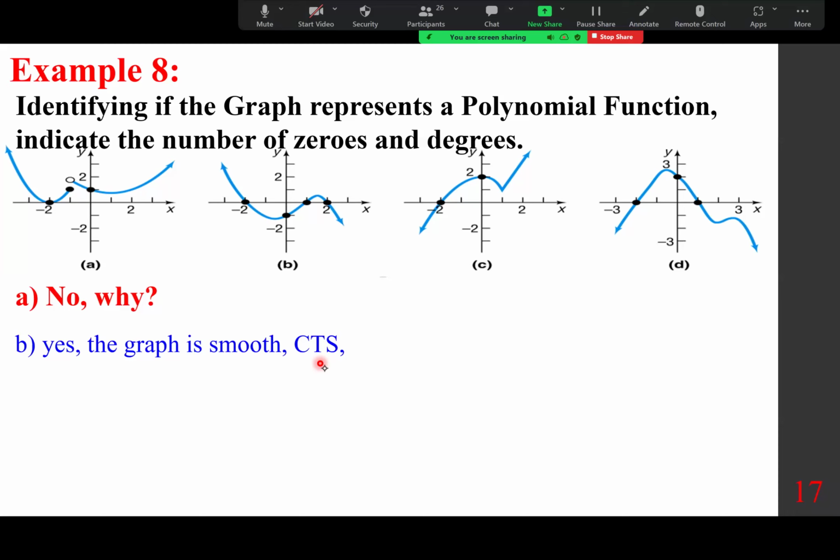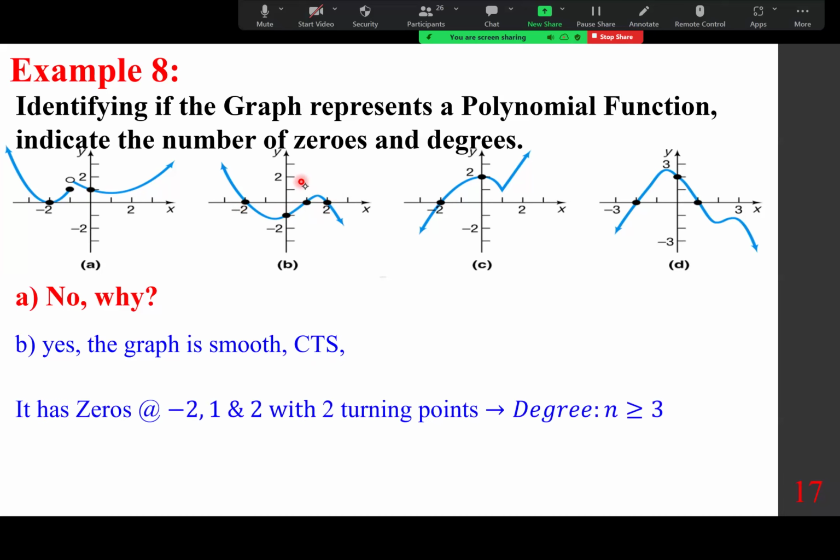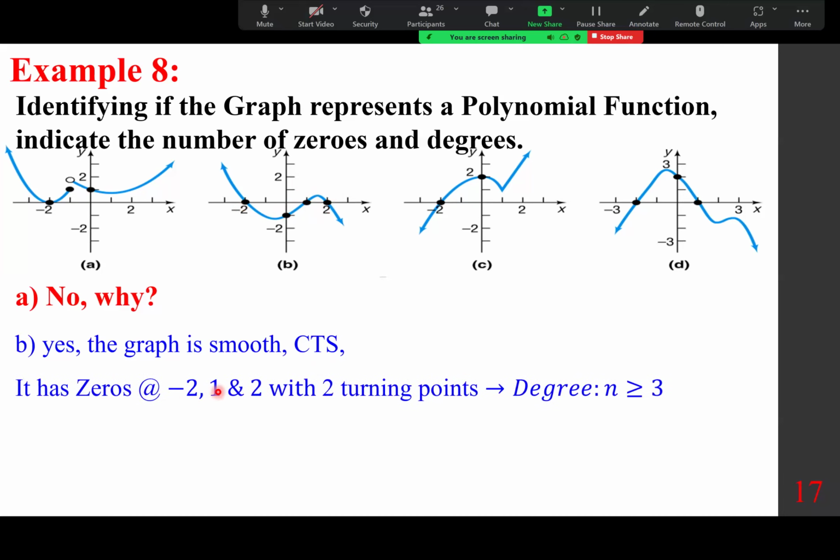Now, the number of zeros. Here's one of them, -2. Here's another one, +1. Here's another one, +2. We have 1 and 2 turning points. So the degree must be larger than that by 1. So the degree must be at least 3. It may be more, but it's at least 3. So it has zeros at -2, +1, and 2.